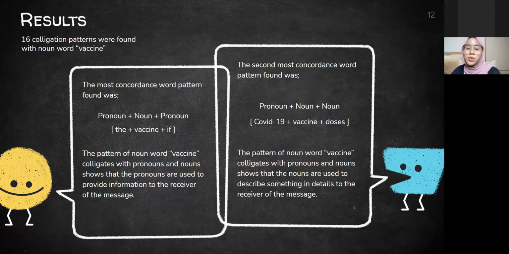The second most frequent pattern found was pronoun plus noun plus noun. For instance, COVID-19 plus vaccine plus doses. And the pattern shows that the nouns are used to describe something in detail to the receiver of the message.